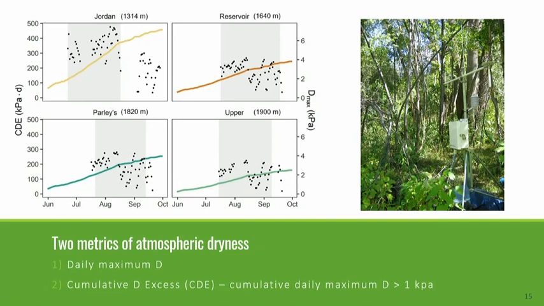And the second index or metric of atmospheric dryness I developed I called CDE, or cumulative excess vapor pressure deficit. This is an accumulation from day of year 1 of how much the daily maximum D exceeded 1 kilopascal. And we're calling that 1 kilopascal the reference conductance, or the level at which reference conductance is set. So it was designed to be kind of like growing degree days, if that's something you're more familiar with. And it's shown in the colored lines, the monotonically increasing colored lines. And unsurprisingly, at Jordan, the lowest elevation site, CDE is both the highest and it has the steepest slope, right? It increases the quickest. There were a lot of dry days down in Jordan.